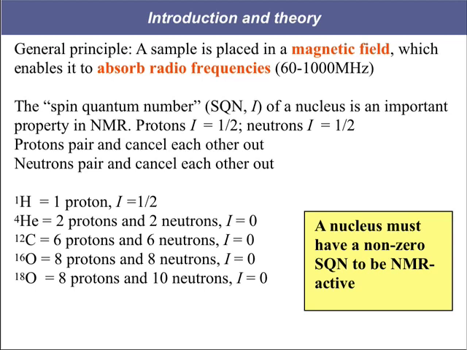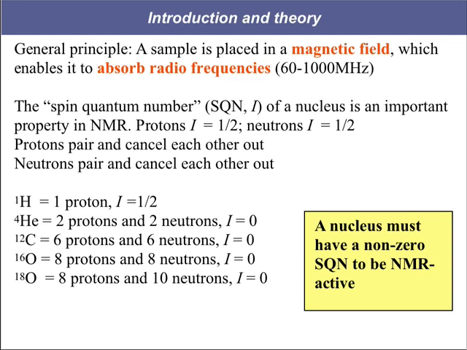There's something in a nucleus called the spin quantum number. The variable we use for that is capital I. The spin quantum number of a nucleus is an important property in NMR in that you need to have an odd spin quantum number for the nucleus to interact with the magnetic field. Generally speaking, in quantum terms, each proton and each nucleus has a spin quantum number of a half. And protons will pair and will cancel each other's spin quantum numbers out.